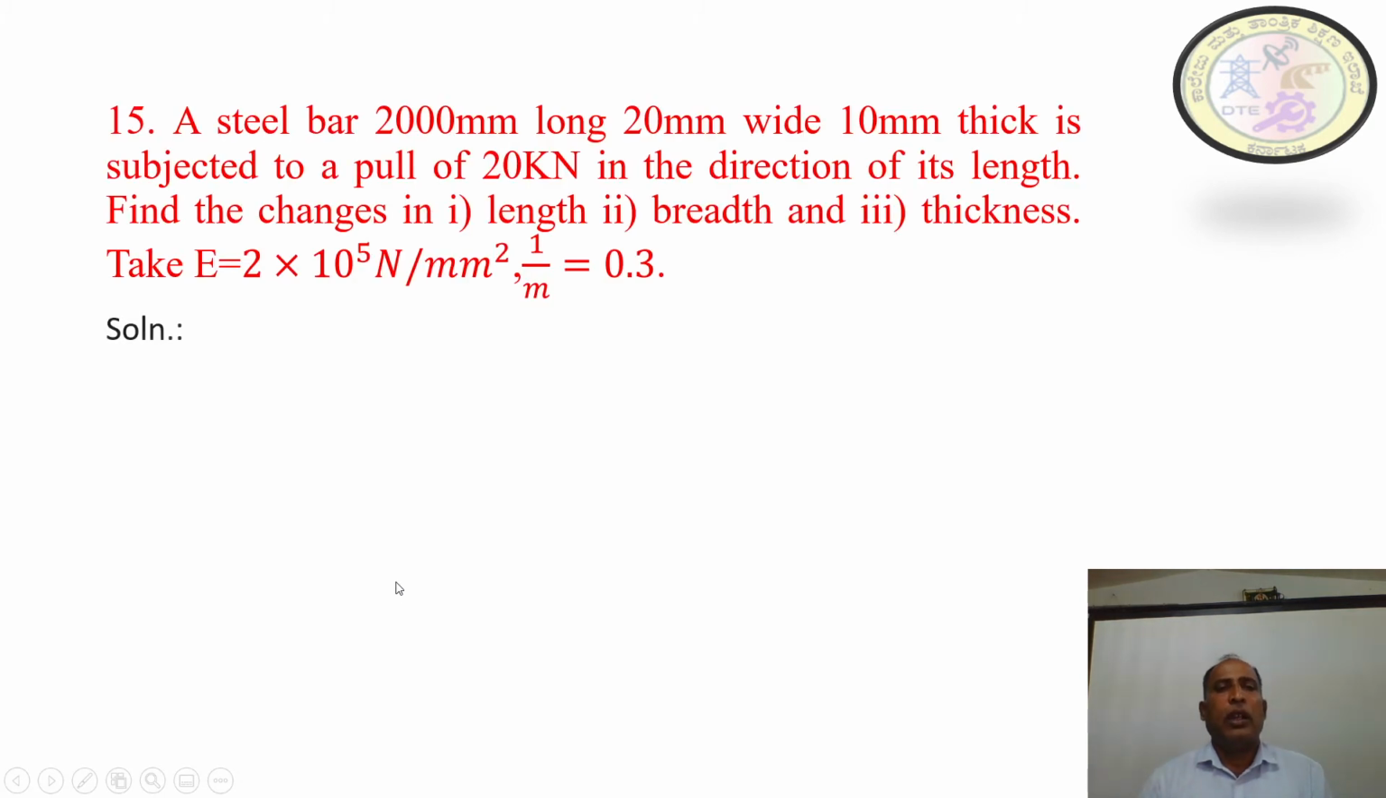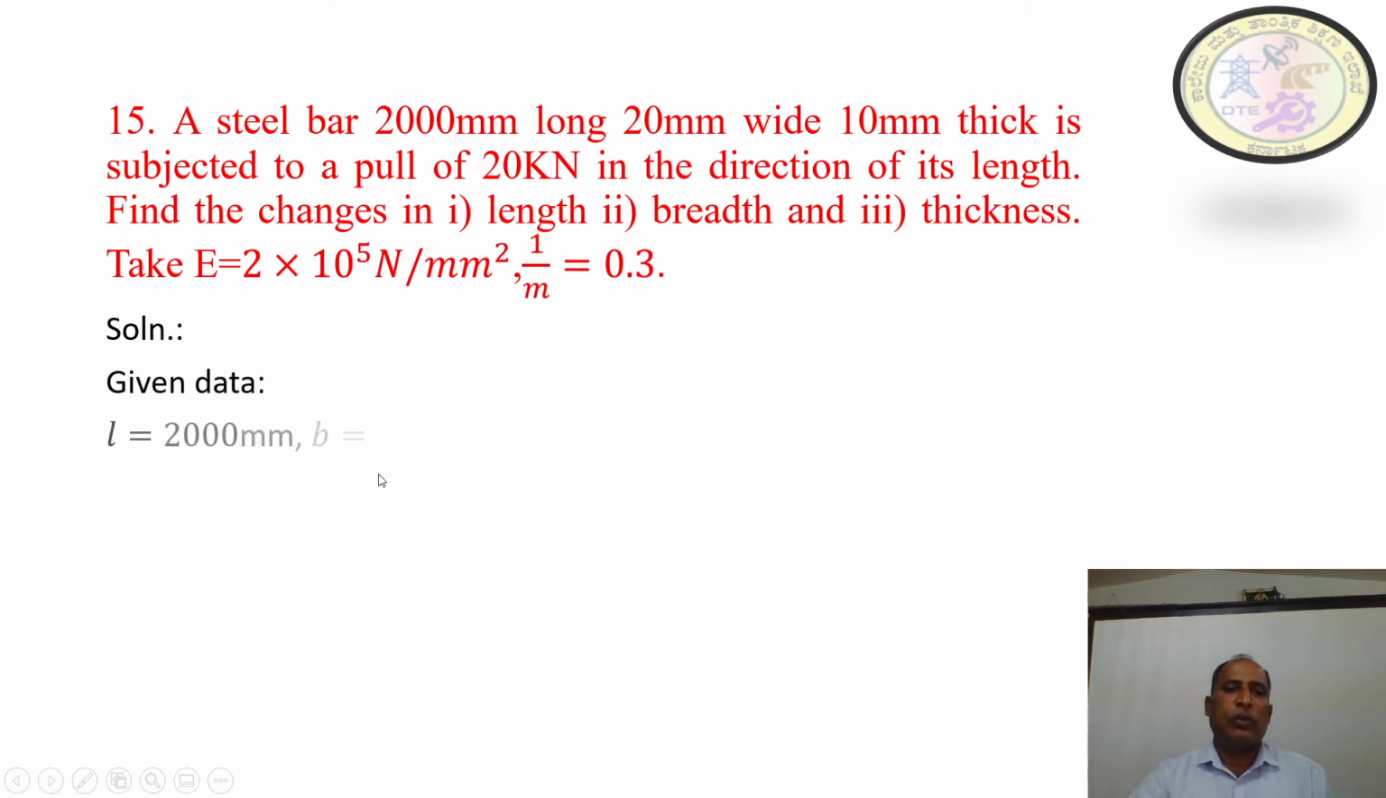Next problem. A steel bar 2000 mm long, 20 mm wide, 10 mm thick is subjected to a pull of 20 kN in the direction of its length. Then find the changes in length, breadth and thickness. Take E equal to 2 into 10 raised to 5 Newton per mm square and 1 by m is equal to 0.3. First, note down the given data.